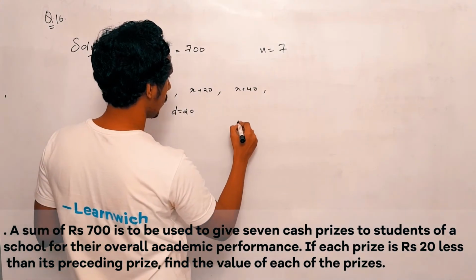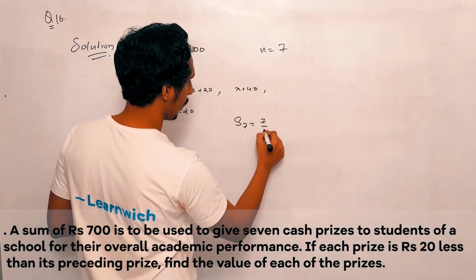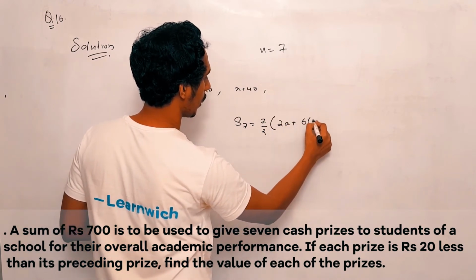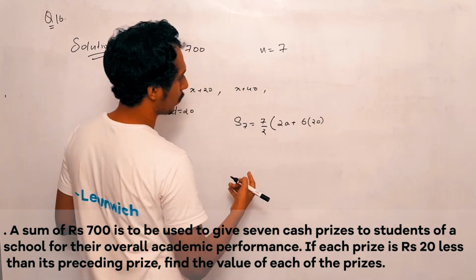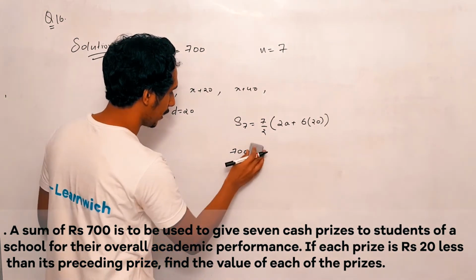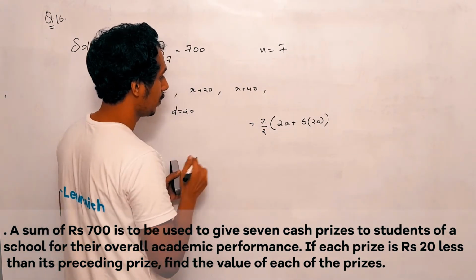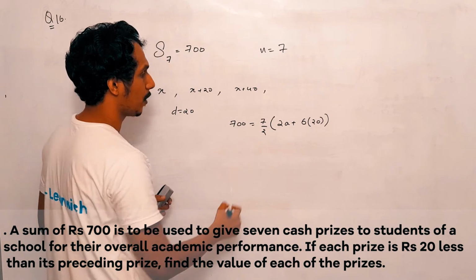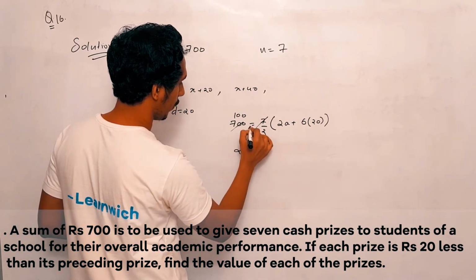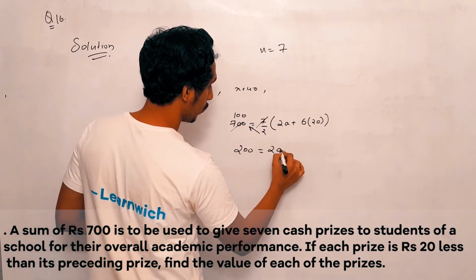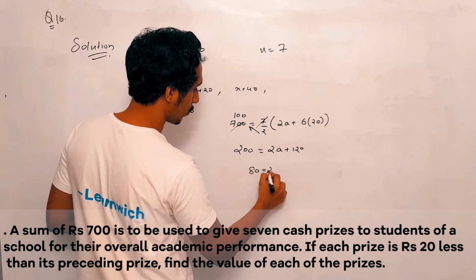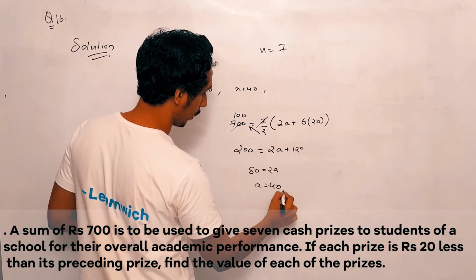Now apply the formula. S7 is equal to 7 by 2 into 2a plus 7 minus 1, 6, into d, which is 20. So S7 is equal to 700, right? I'll write it here itself so that you can easily cancel. So 700. How to solve? This is gone, this will become 100, and 2 goes here, so it will be 200. 200 is equal to 2a plus 120. This comes here, 80 is 2a, or a is equal to 40.